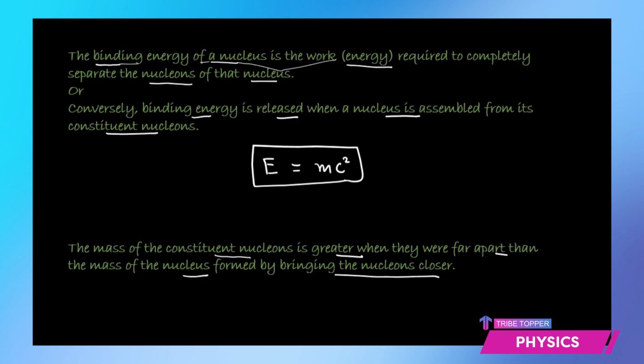Ideally, when nucleons combine, they should have the same mass as the nucleus, but this is not the case. The mass of the constituent nucleons is actually greater than the mass of the nucleus which has been formed from them by bringing the nucleons together. That difference in the mass actually corresponds to this energy. So this is also known as mass energy equivalence.